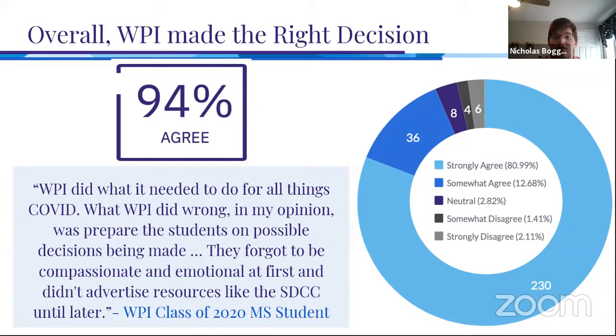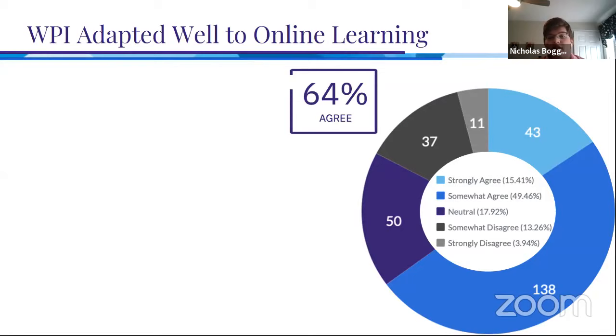So the next few questions on a survey were based around the transition to online learning and the classes now. We began by asking students how they felt WPI had adapted to online learning. 64% of WPI students agreed that WPI had adapted well to online learning.